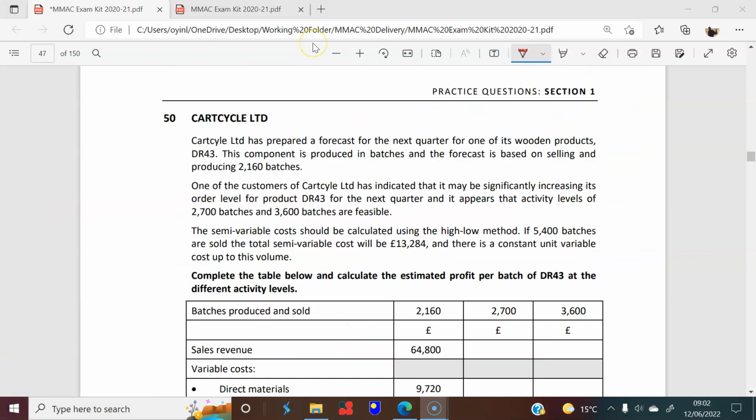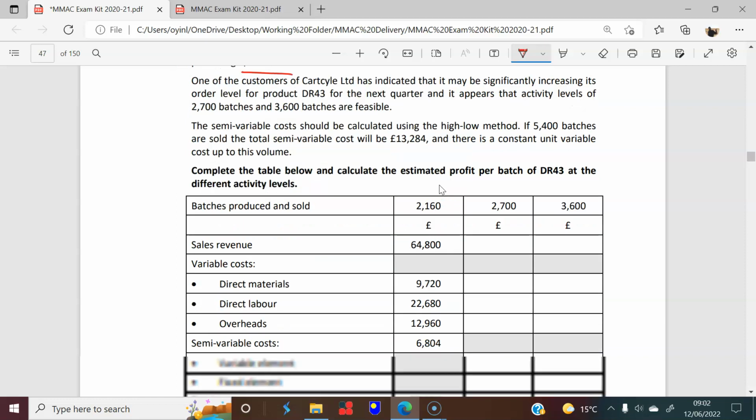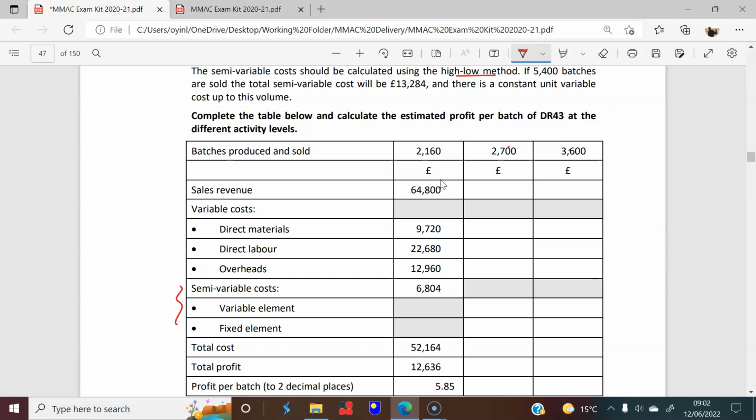Let's continue with Card Cycle. They seem to use Card Cycle a lot in this whole discussion. So what you have here says that Card Cycle has prepared a forecast for the next quarter, and this is based on selling and producing 2,160 batches. What's interesting here is that you are told clearly we can see the different activity levels, and that's great. Then we are told that for the semi-variable costs, we should use the high-low method. So they're telling us what to do here, and that's great.